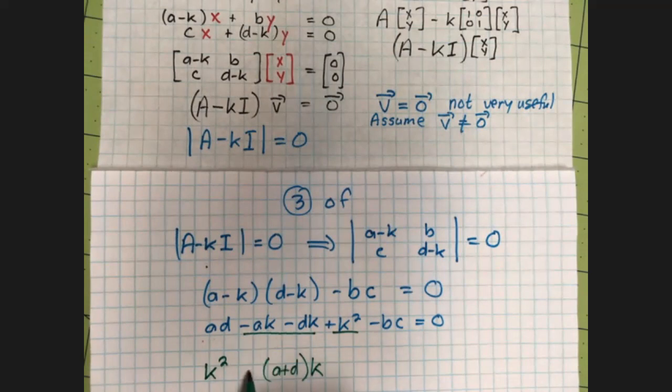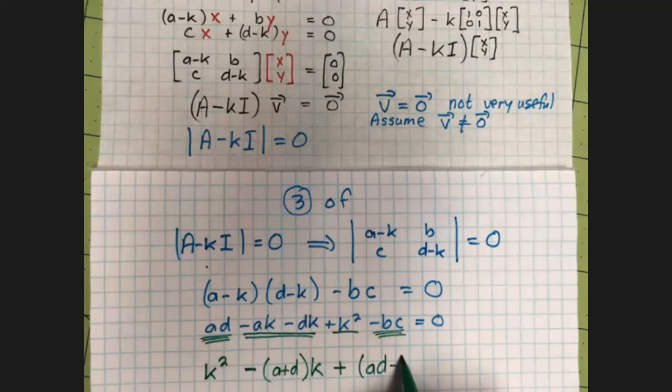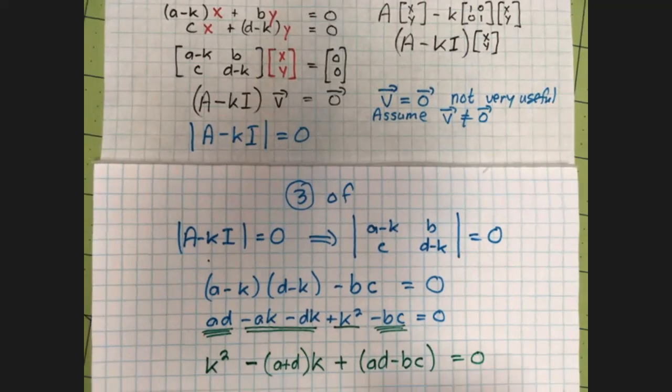I'll factor out the minus sign too. And then what are the two things left over? ad minus bc. ad minus bc, that's a positive expression. And now your jaw drops, because what we just wrote down was k squared minus trace plus determinant equals 0.